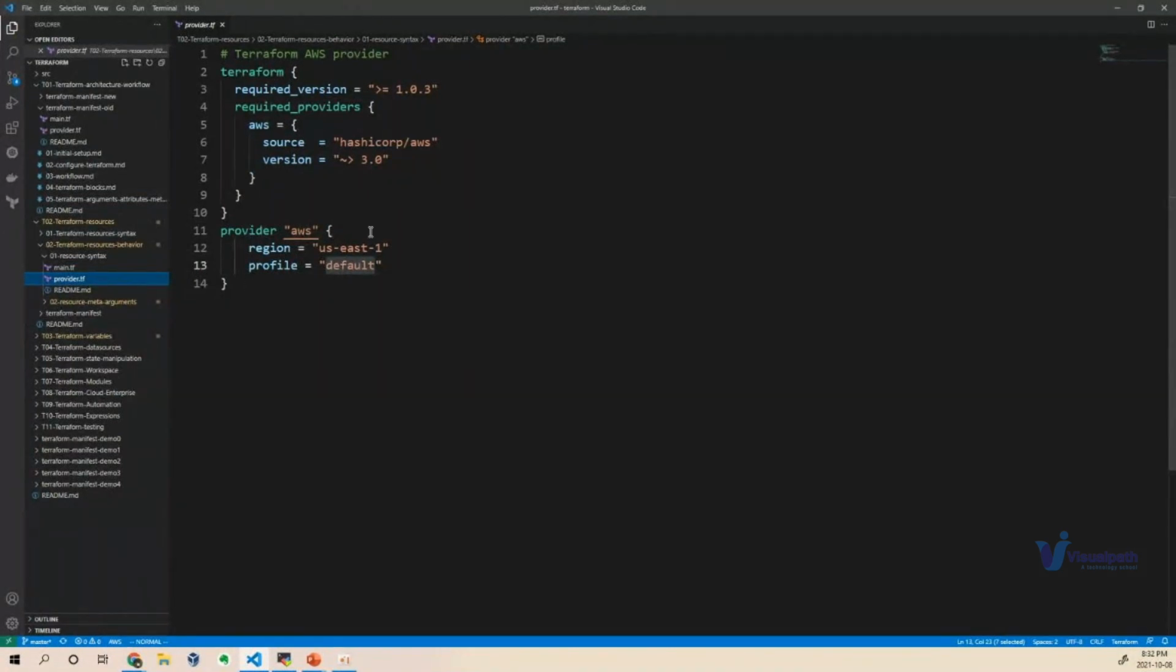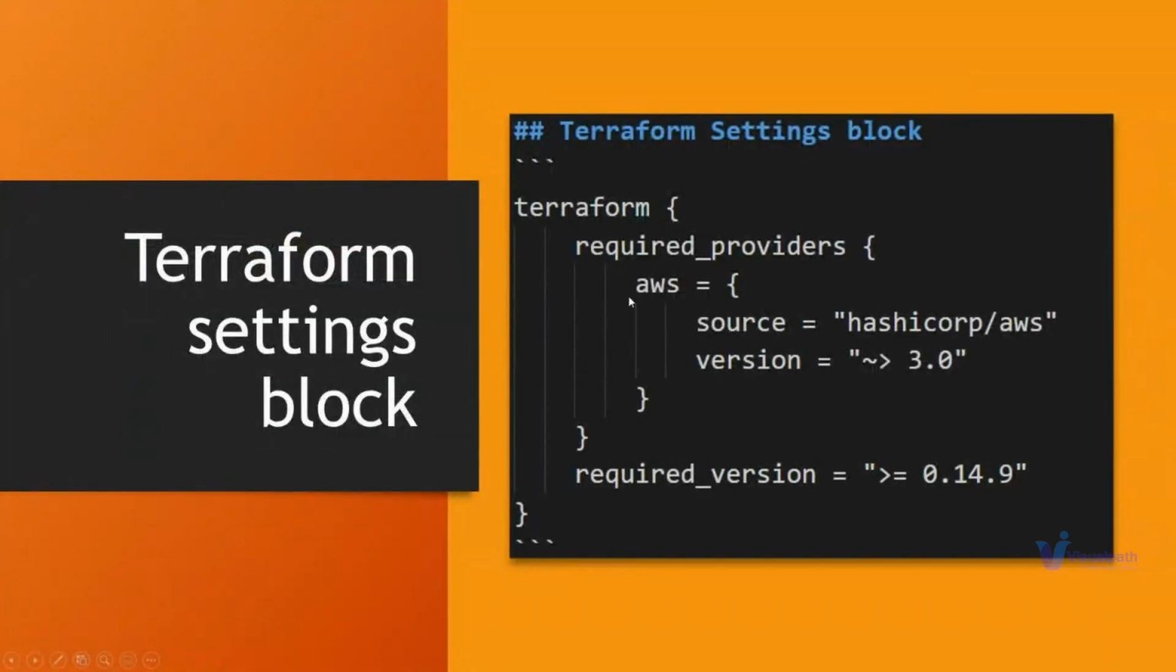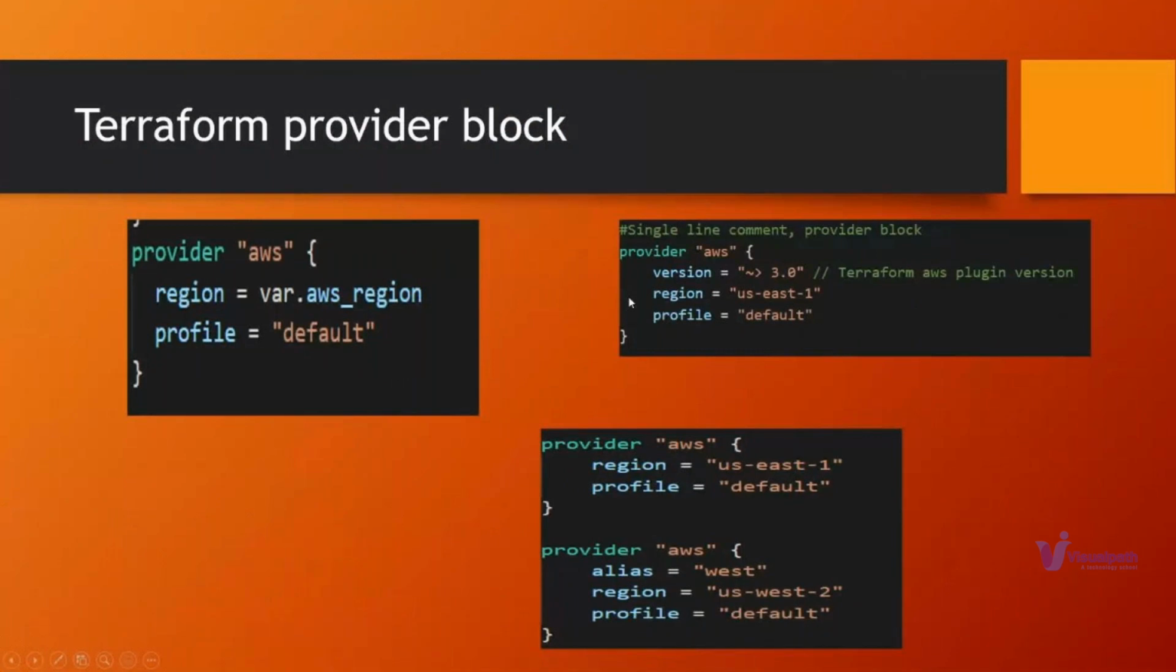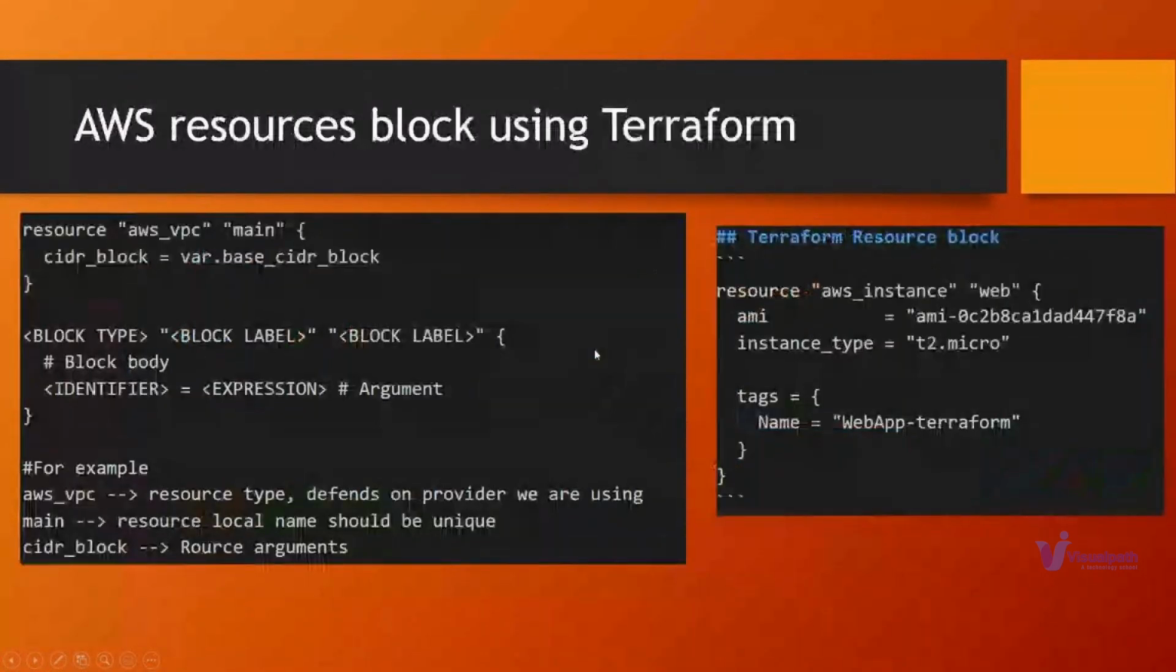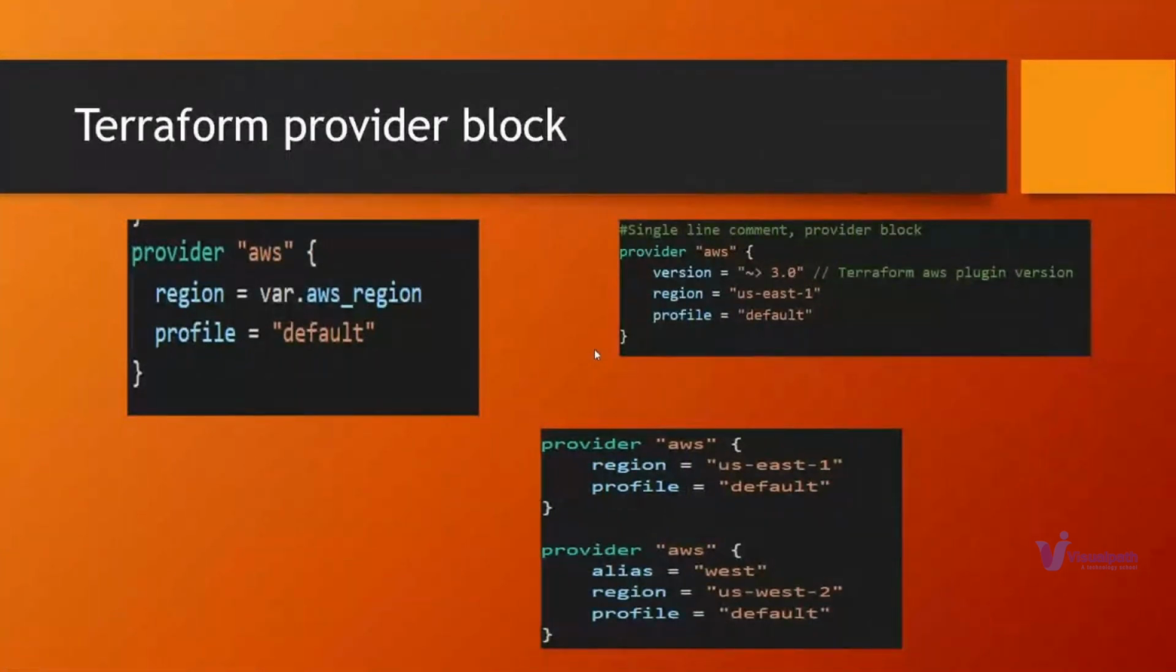Similarly, we have so many blocks which we need to write. This is a sample example of a provider block. If you want to create multiple providers, then we can write it like this. This is the older version of the snippet and this is the new version of the snippet. Let us not go deep right now because everybody will get confused.